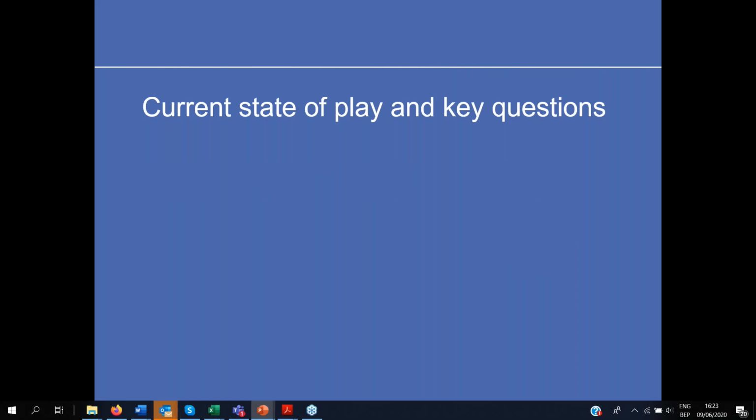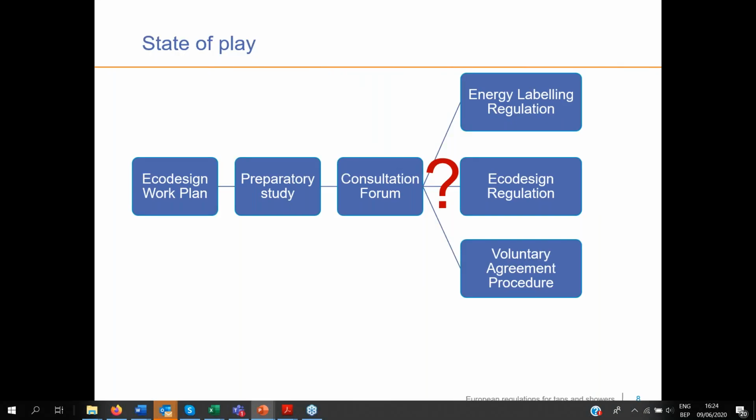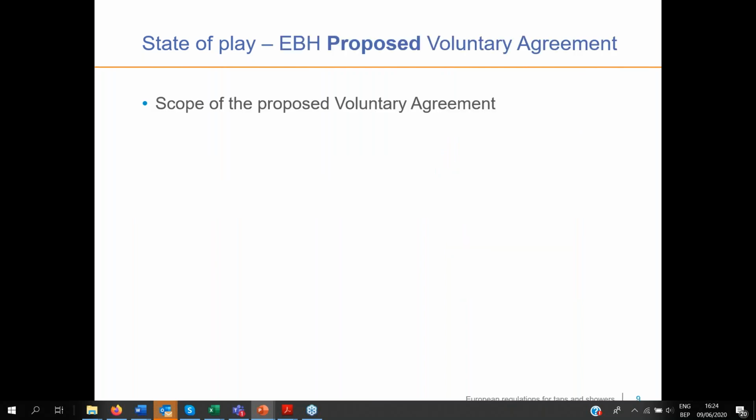So the current state of play and the remaining question. I'm just going back to this little diagram that I was presenting. Where we are right now is we haven't reached clarity yet on which of these instruments is going to be used. But there is a proposed draft, still not complete, of a voluntary agreement by industry, and we also would like to consider other options. So that's what I'm going to talk about for the rest of the presentation.